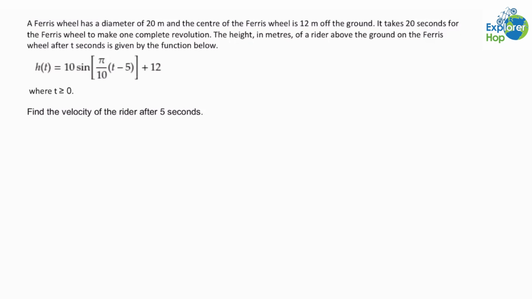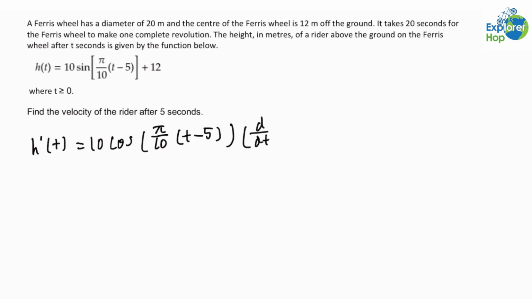So applying the chain rule, we get that the derivative of h of t, h prime of t, is equal to 10 cosine of pi over 10 times t minus 5, times the derivative with respect to t of pi over 10 times t minus 5. Then plus the derivative of the constant 12, which is 0.